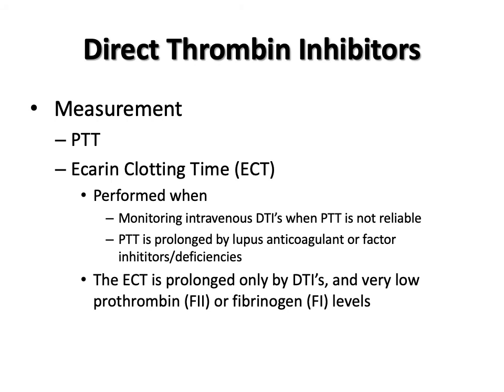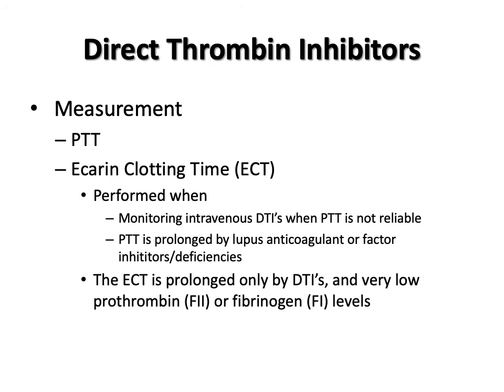The intravenous direct thrombin inhibitors are often monitored with the PTT. However, in cases where the PTT is unreliable, such as when lupus anticoagulant or factor inhibitors or deficiencies are present, an alternate test, the Ecarin clotting time, is used.